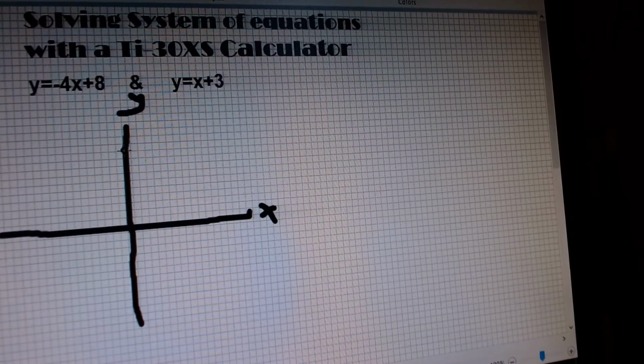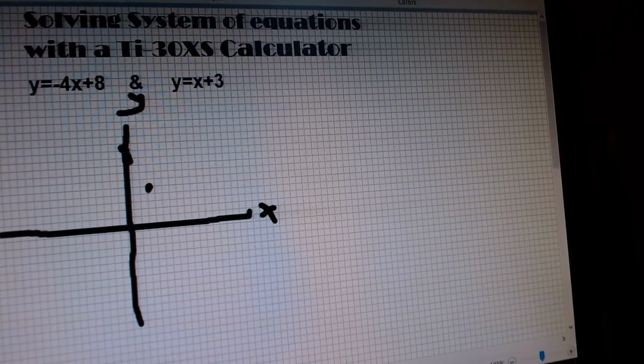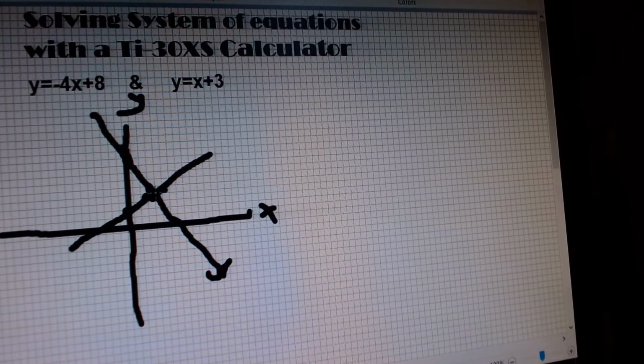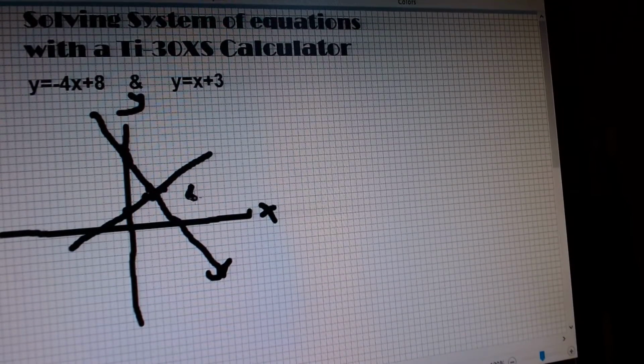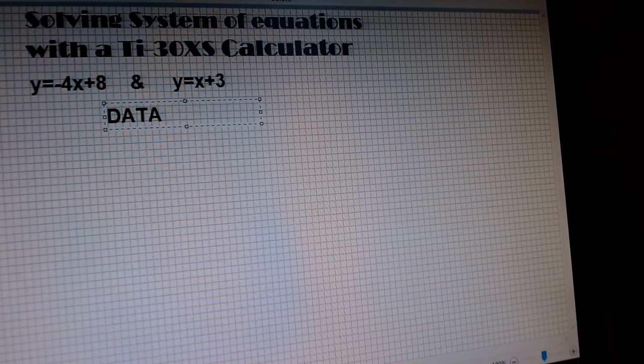If I was to plot 8 on the y-axis and go down 4 and over 1, I would have a line that represents negative 4x plus 8. And if I was to plot a positive 3 and go up 1 unit over 1 unit, I'd have a line that represents x plus 3. They will meet somewhere, therefore forming a solution. The solution would be right there. But again, we're not going to use a graph.